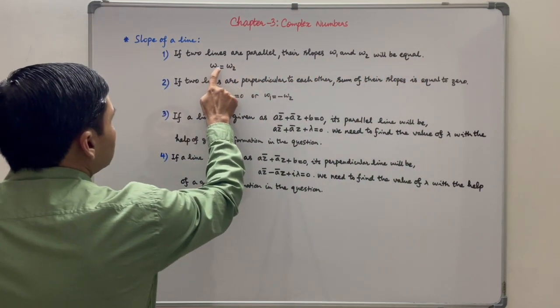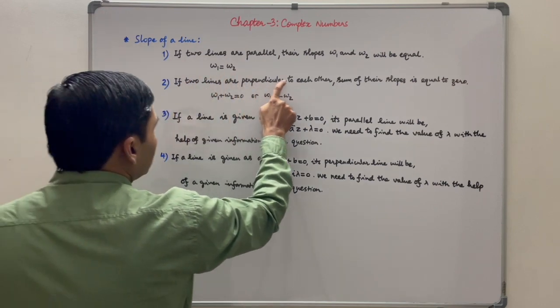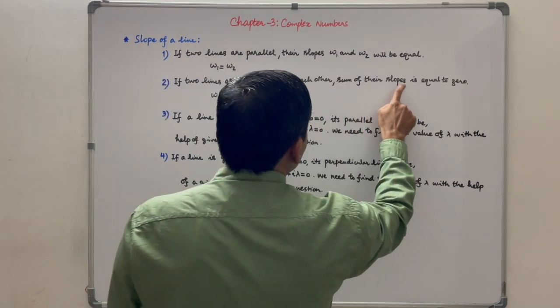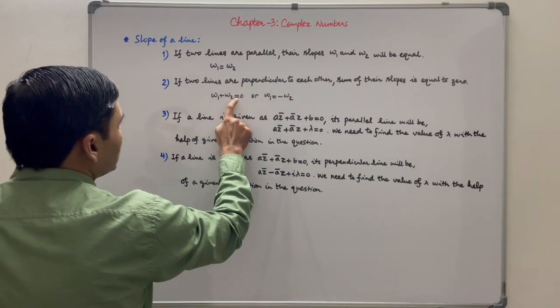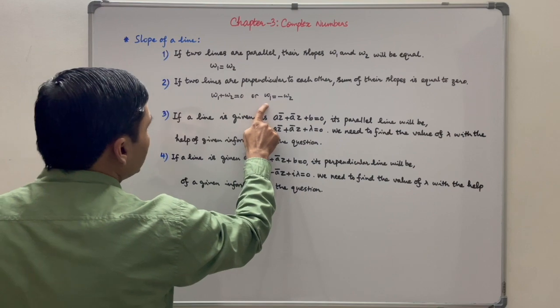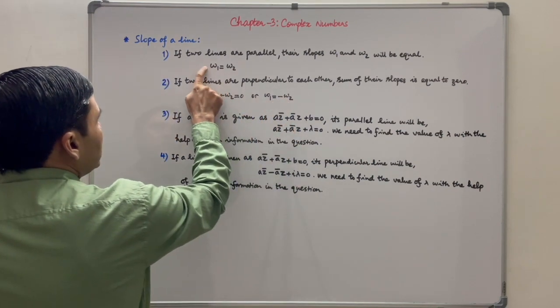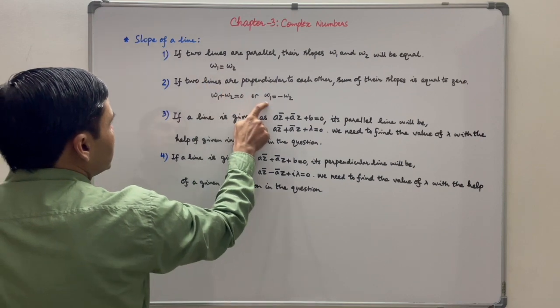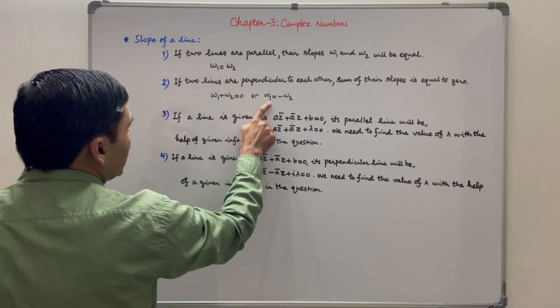So omega 1 is equal to omega 2. If two lines are perpendicular to each other, the sum of their slopes is equal to 0. That is, omega 1 plus omega 2 is equal to 0, or omega 1 is equal to minus omega 2. You need to keep in mind these two conditions in case of parallel lines and in case of perpendicular lines.